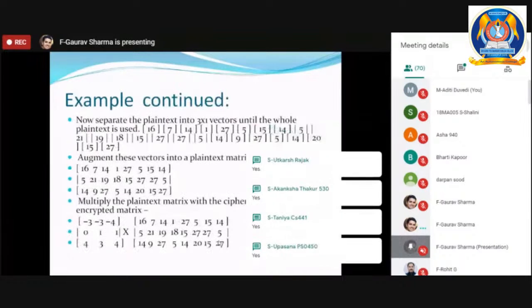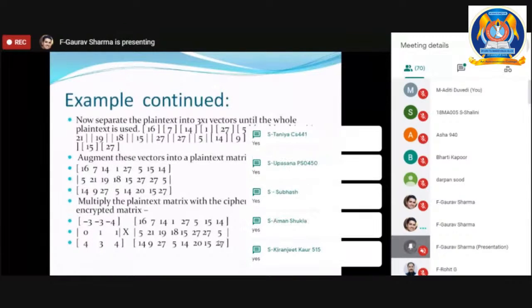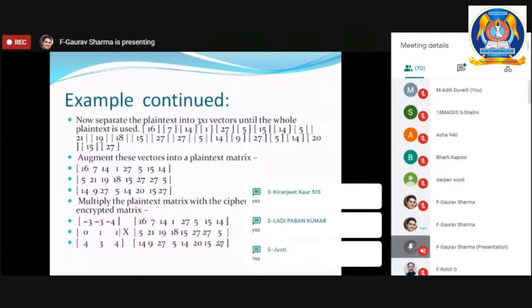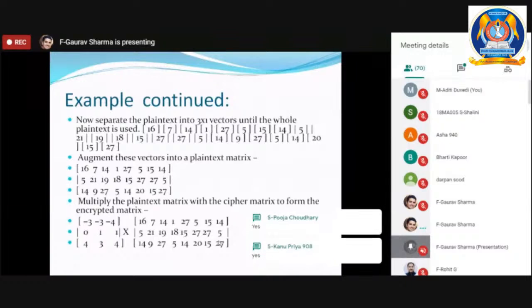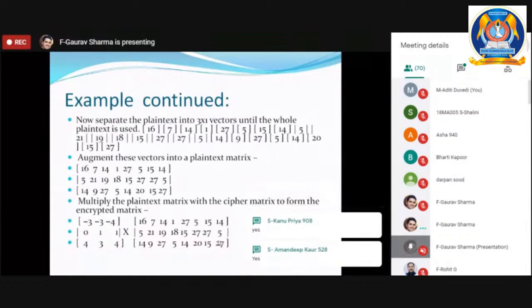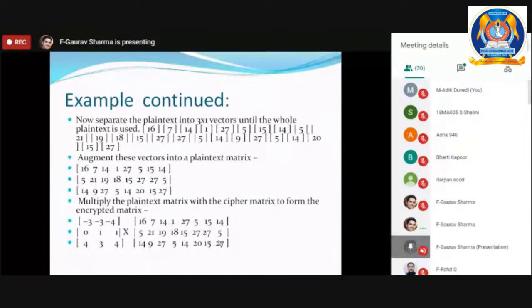Apart from this, if somebody has some doubt, you can also ask. Most of them are writing yes. If you have any doubt, you can ask, please. If you will write yes, we will not understand. What do you mean? Are you finding it interesting, or is it the application part? I think most of them are clear.